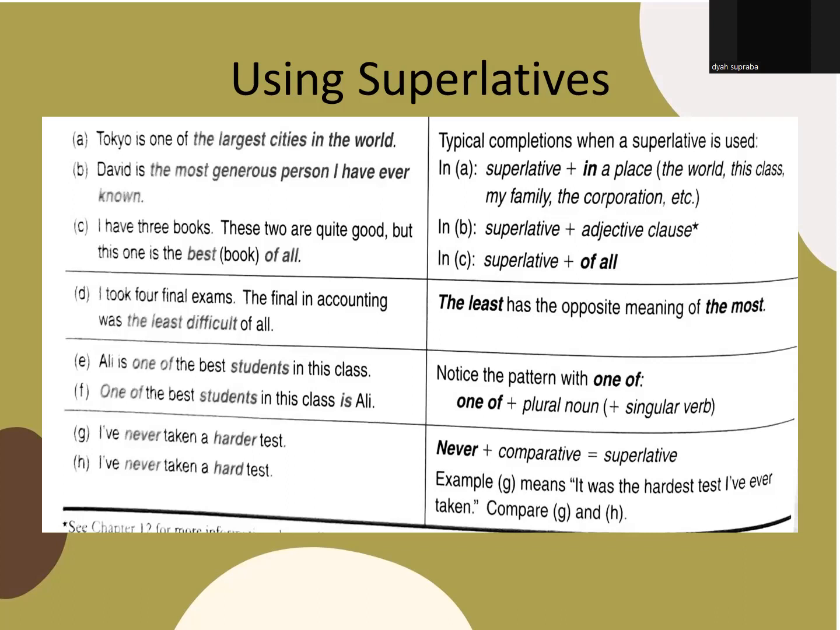Now, in example G, I have never taken a harder test. Never plus comparative means superlative. H, I have never taken a harder test. So this actually means example G, I have never taken a harder test means it was the hardest test I've ever taken.